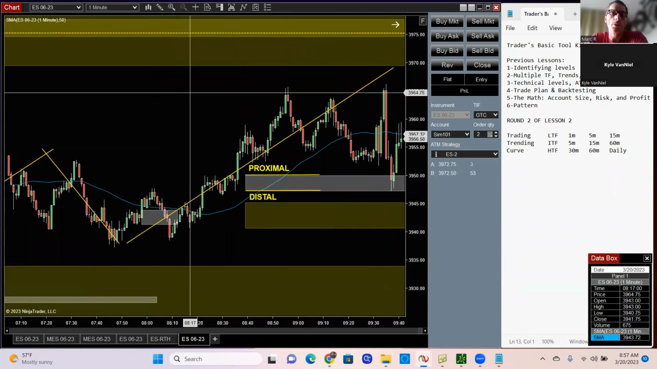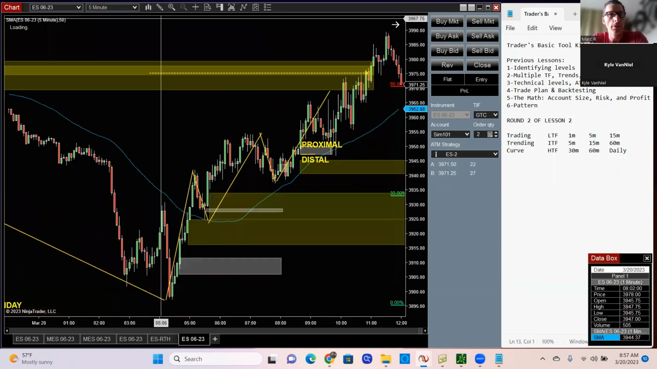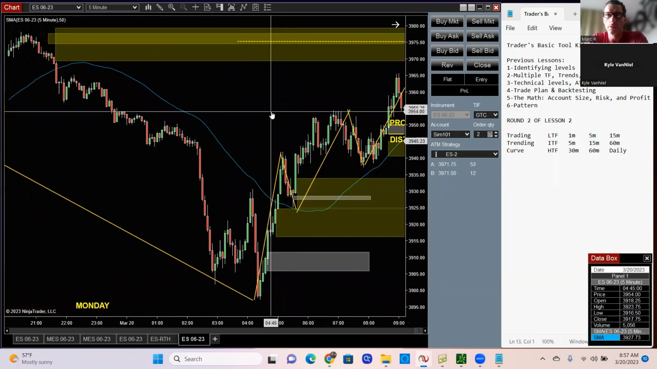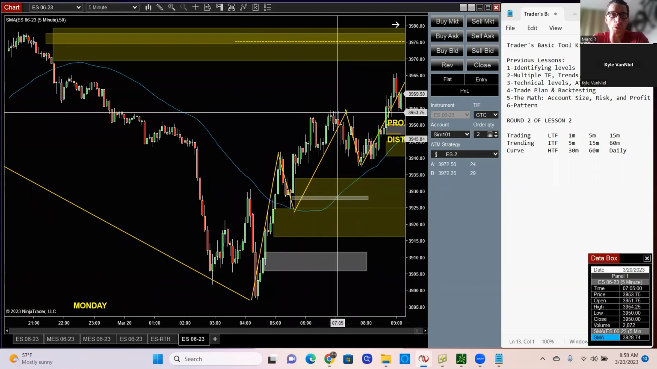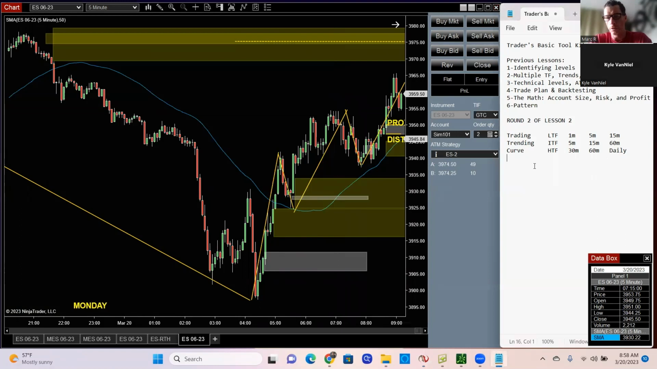And price kept going. What are you looking for on a target? You're looking for two things on a target. Because you're in a 5-minute uptrend, you're either looking for a 5-minute level that you're potentially going to run into as a target. You're either looking for 3-to-1, or you're looking for a 5-minute level. What are you looking for on a target?